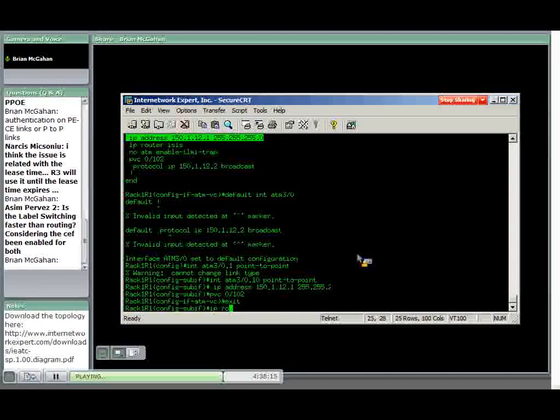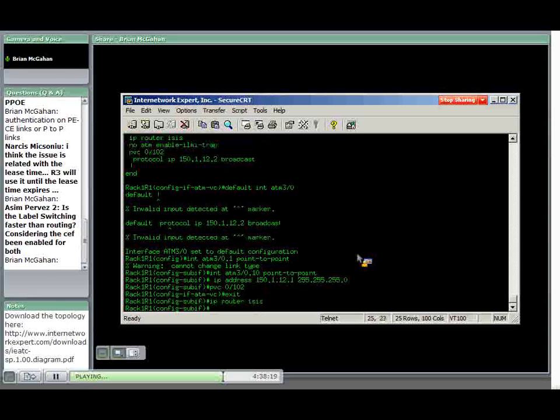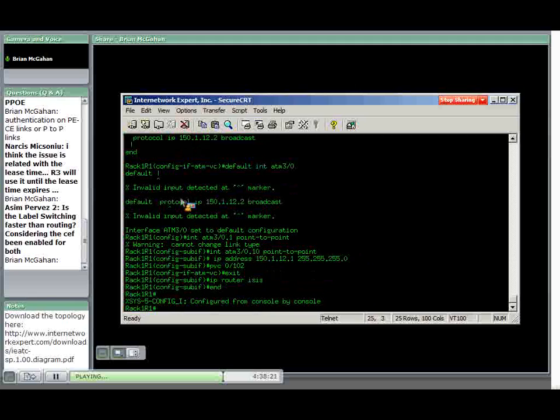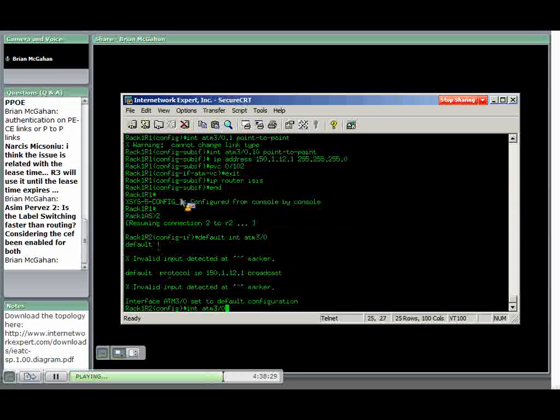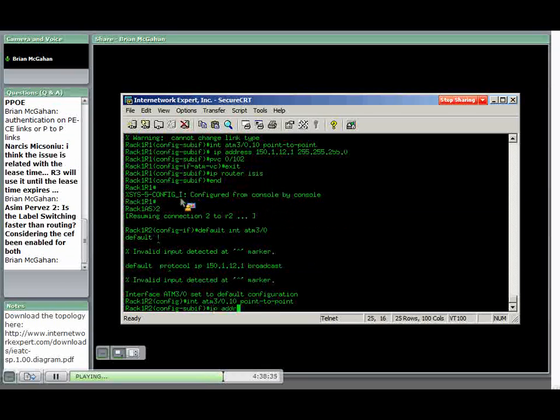So on the higher level platforms, you'll see a lot of strange inconsistencies like this, where it'll take the command, but it's not applying it. So what I'm going to do here on the ATM interface, instead of running a manually resolved PVC on a multipoint interface, I'll just move this over to a point-to-point interface. Then resolution is not going to be a problem. So I'll say default interface ATM3/0.